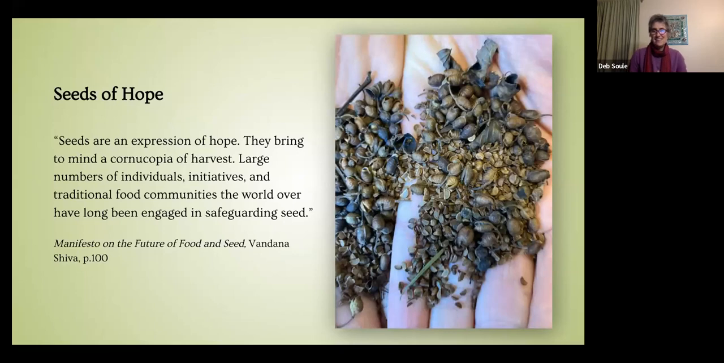And also, Vandana says to us, seeds are an expression of hope. They bring to mind a cornucopia of harvest. Large numbers of individuals, initiatives, and traditional communities the world over have long been engaged in safeguarding seed.